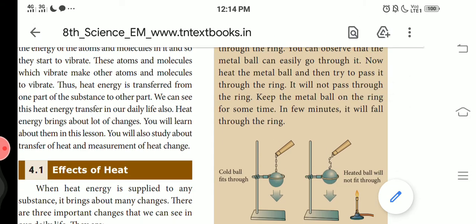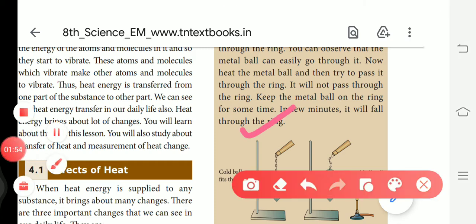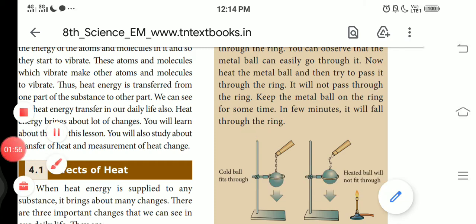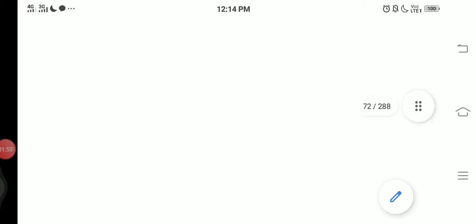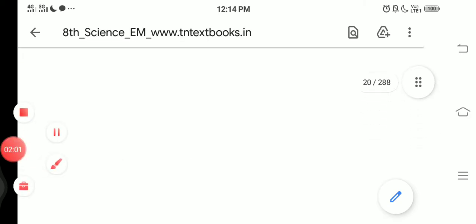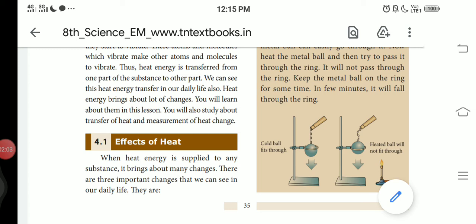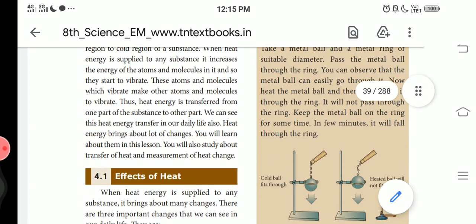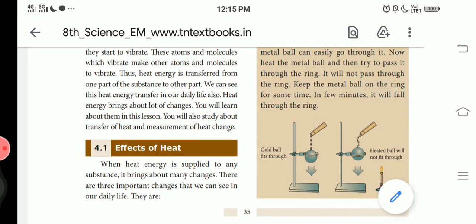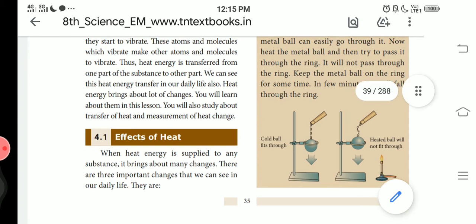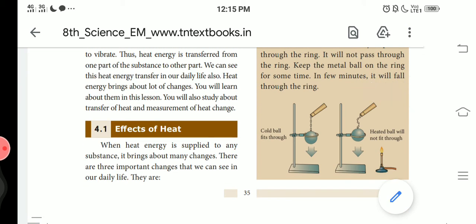In the first image, you can see the cold ball fits through the metal ring. The ball is at the normal temperature and the ball is cold, so it passes through the metal ring. Whereas in the second image, you are heating that metal ball. After heating it, it is very difficult for that heated ball to pass through the metal ring. It will not pass through the metal ring.